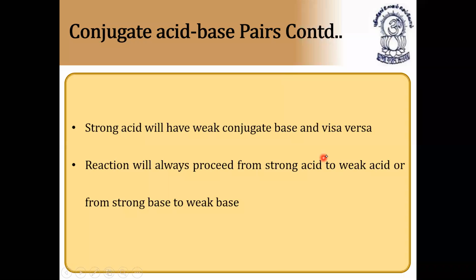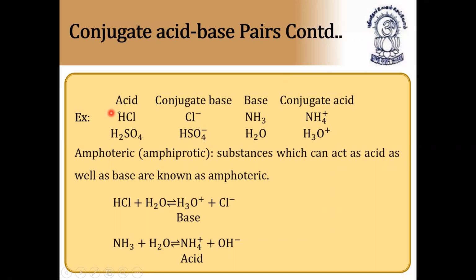Continuation now. HCl is a strong acid, its conjugate base is Cl minus. Ammonia is a strong base, so its conjugate acid is NH4 plus. H2SO4 is a strong acid, so its conjugate base is HSO4 minus. How are we getting this? Simply by subtracting H plus ions, minus H plus. If you do minus H plus, automatically you'll get a minus charge here. Since the proton is going off, you'll get Cl minus.